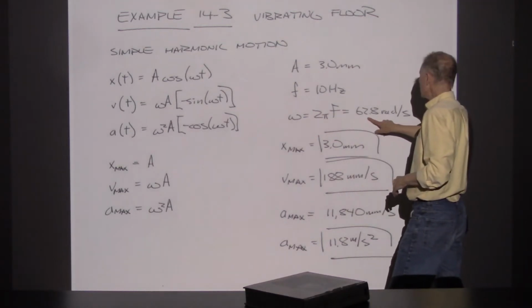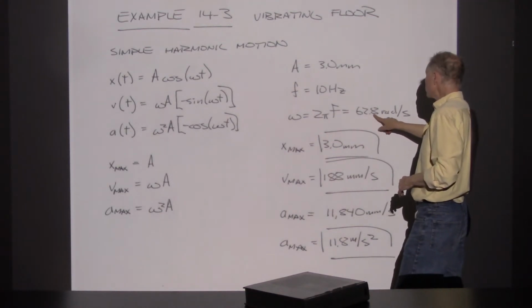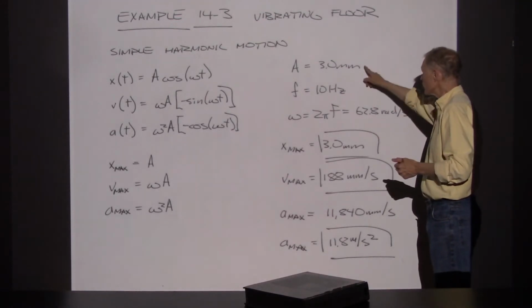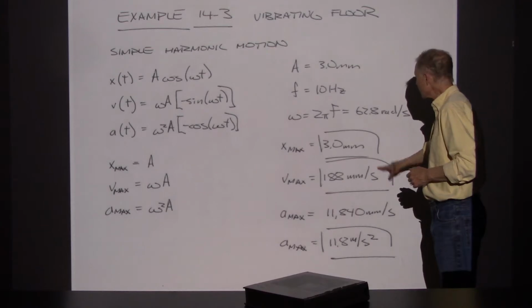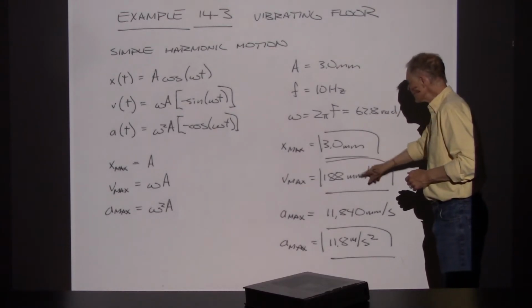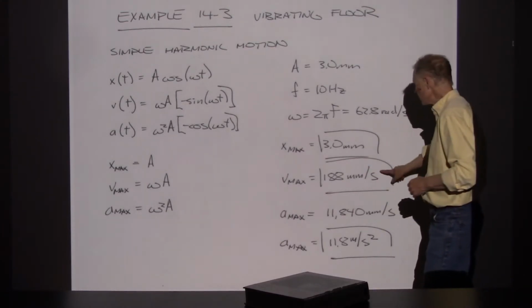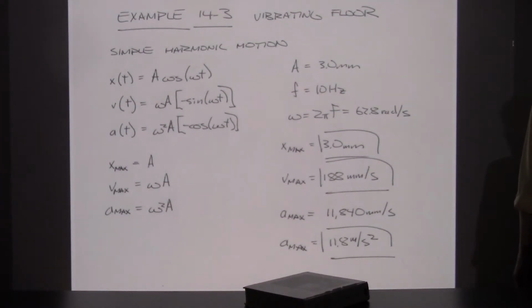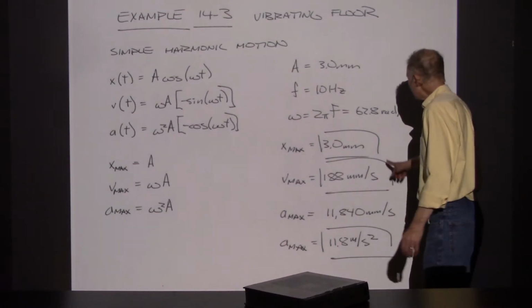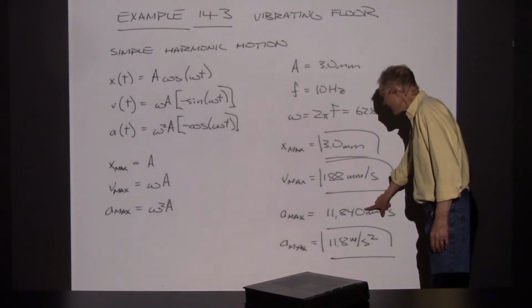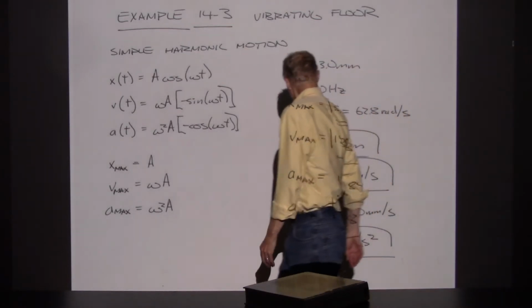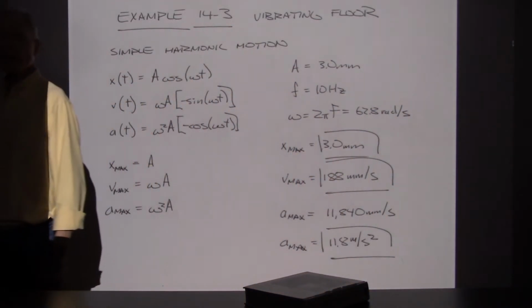And so omega here is going to be 62.8 radians per second. So that gives us an X max of 3 millimeters. That was given. V max, I multiply by omega. That says 188 millimeters per second. Now 188 millimeters per second, that's like 18.8 centimeters per second. And then finally the acceleration, after I multiply by omega, that's 11,840 millimeters per second squared. I converted that into meters, and it's 11.8 meters per second squared.